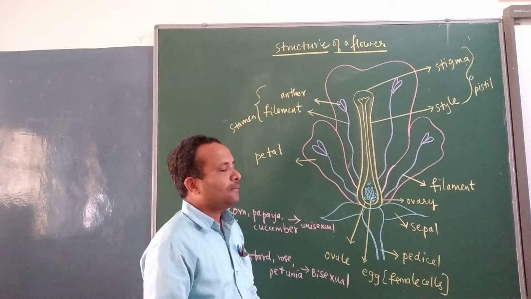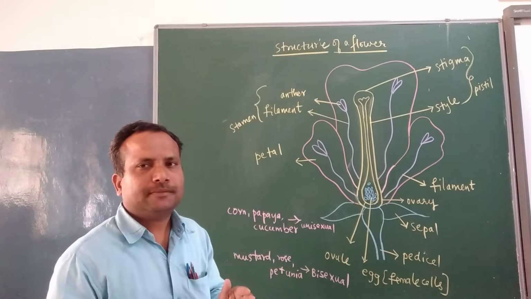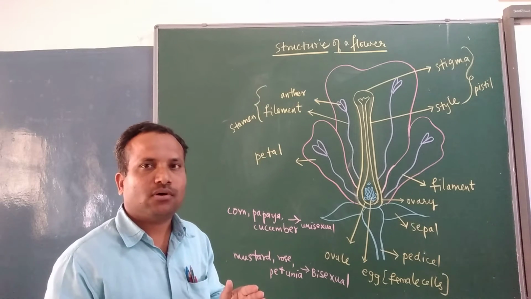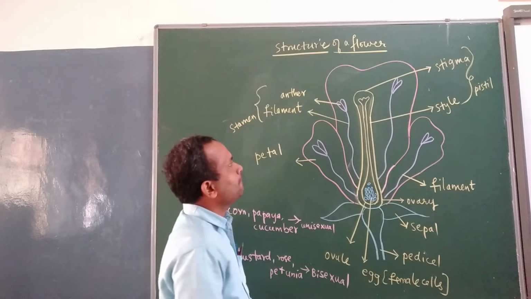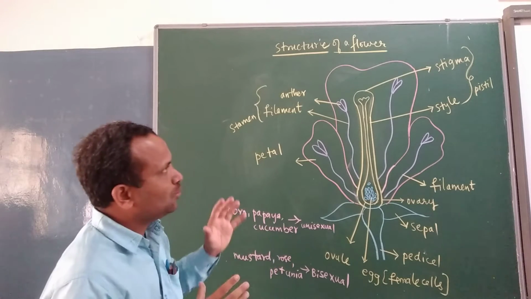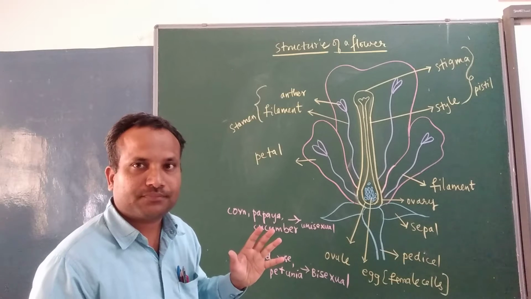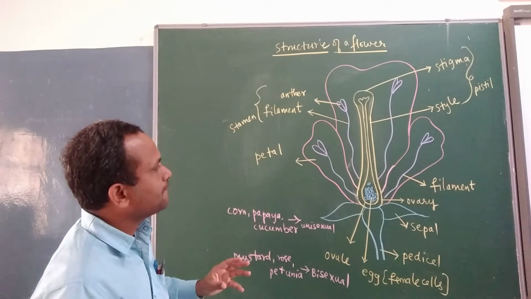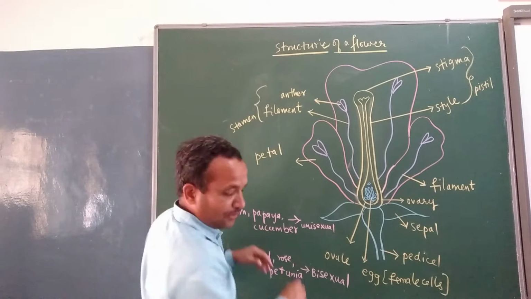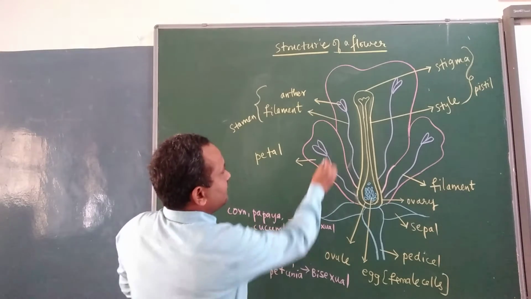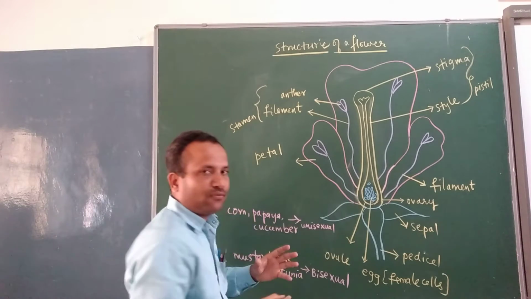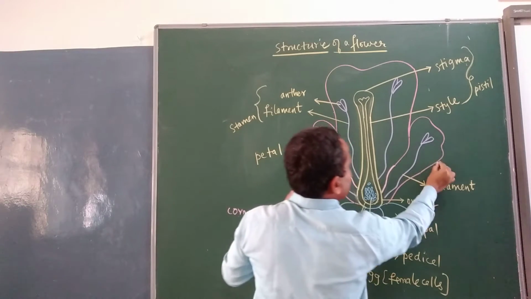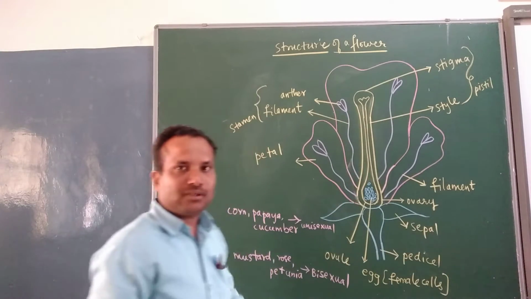So, when we call the flower the reproductive part of a plant, children, we see so many parts here in the flower. What we can see here, like the pink color, colorful things, we call them petals. What? Petals.